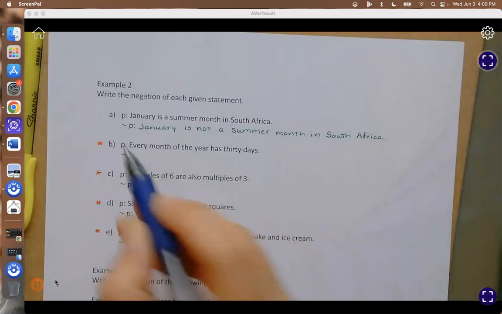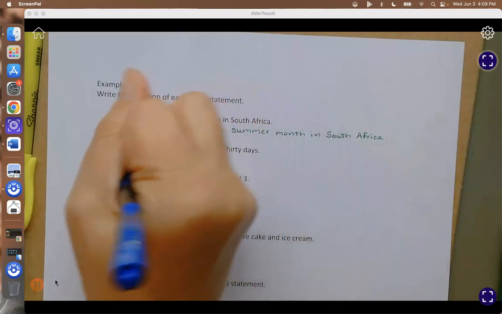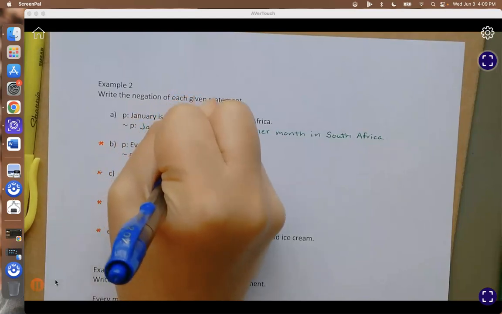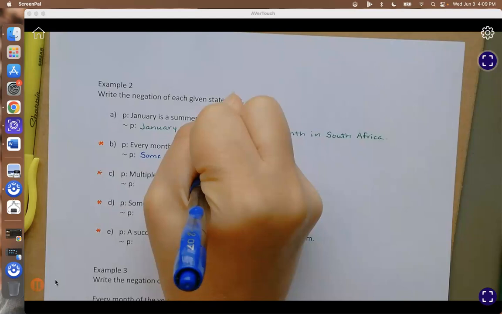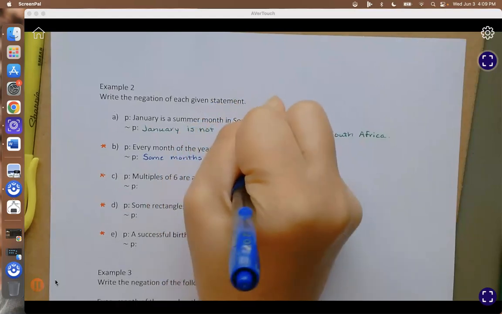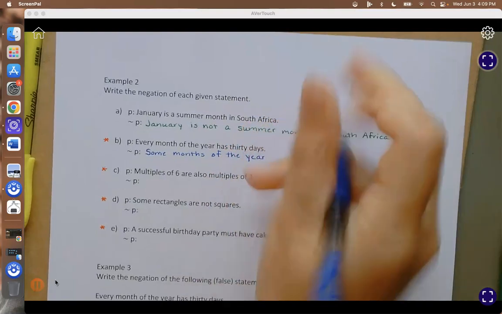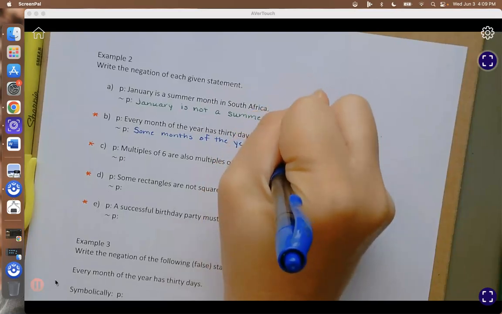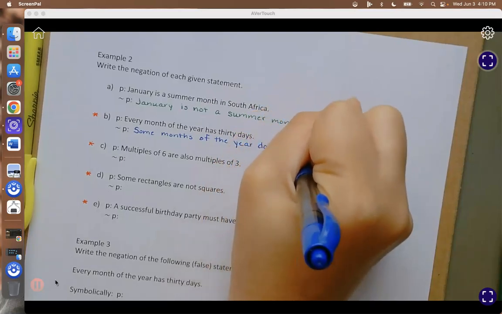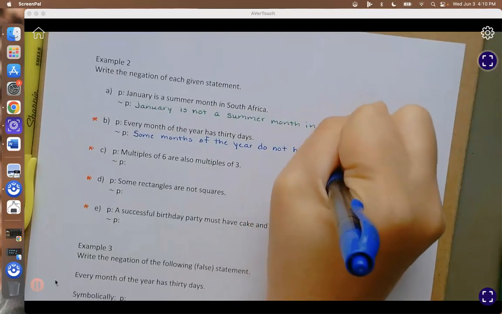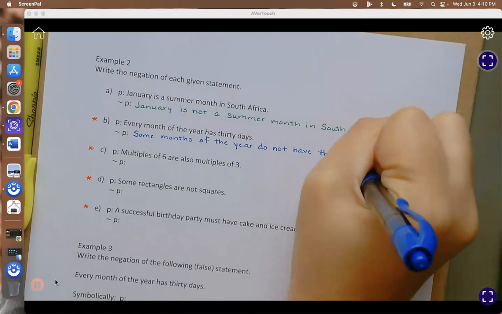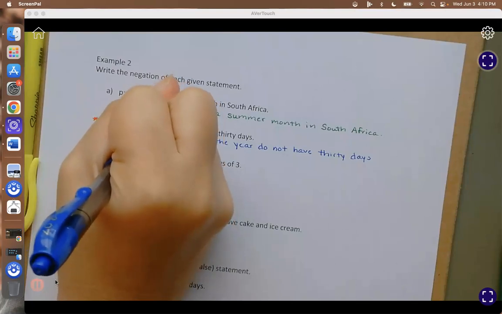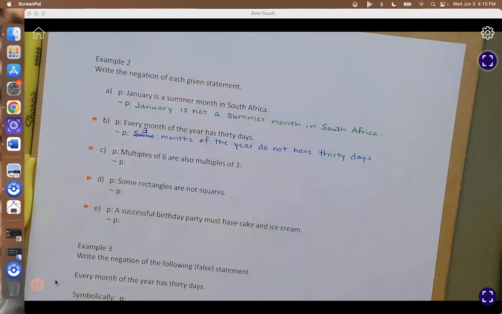All right, so here we go. Every month of the year has 30 days. So we can say some months of the year. Remember, we change it to "some" and put in a "not." Some months of the year do not have 30 days. Or you could change it to "there exist." That would be a good one. There exist months of the year that do not.